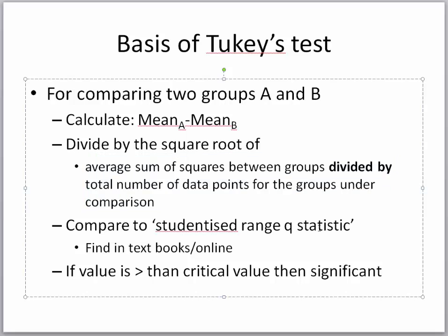And then you're looking at it compared to a statistic, in this case the studentized range Q-stat. You can find that online or in textbooks, and if it's above the critical value, then you can deem it to be significant. We will come back to doing some of the Anova stuff and what it looks like in Excel and other applications later on, but this is just a kind of conceptual overview of what you're doing.